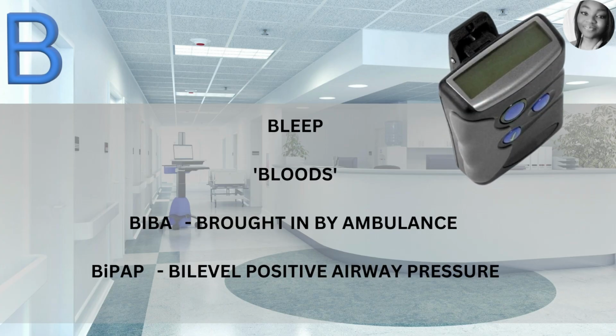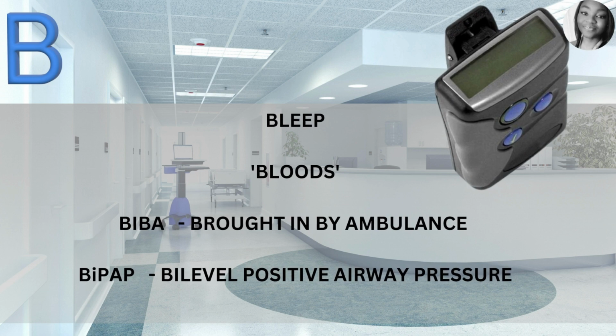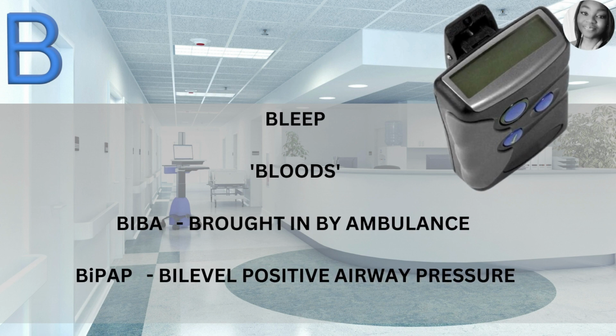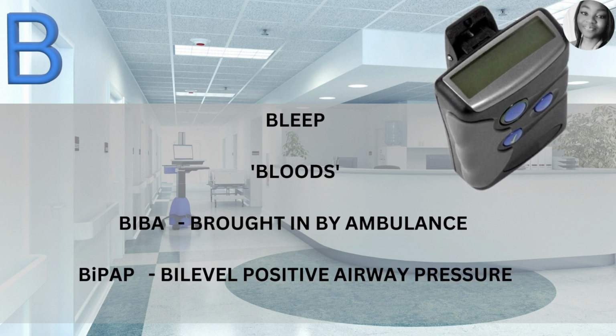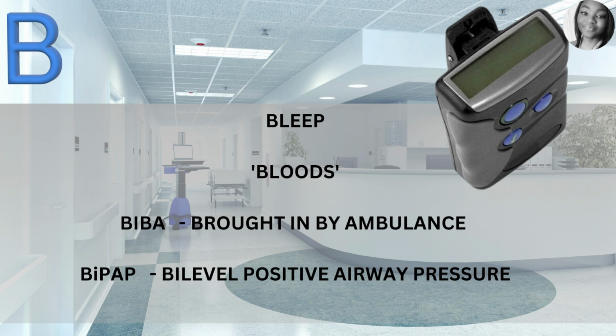The bleep. That's a picture of a bleep in the top right corner. It's a device used for communication in hospitals. Bloods. If you hear of the term bloods, it just means blood tests. BIBA, you may see this written in documents. It just means brought in by ambulance. BiPAP, bi-level positive airway pressure.